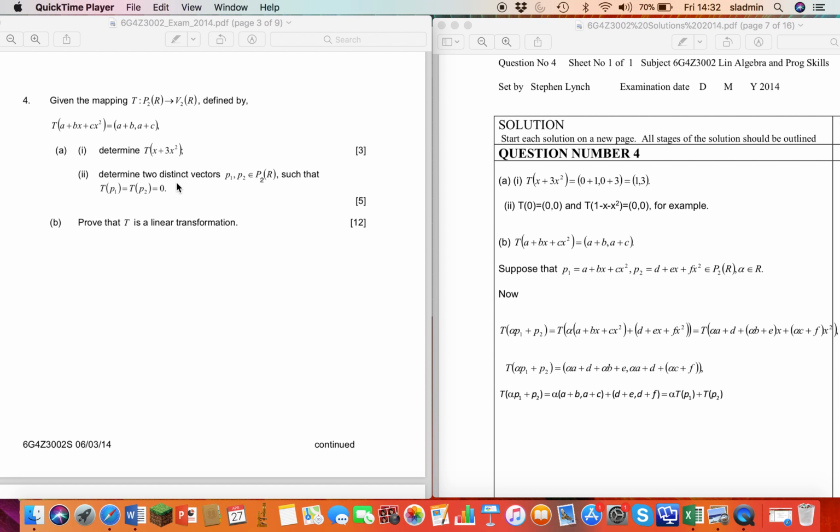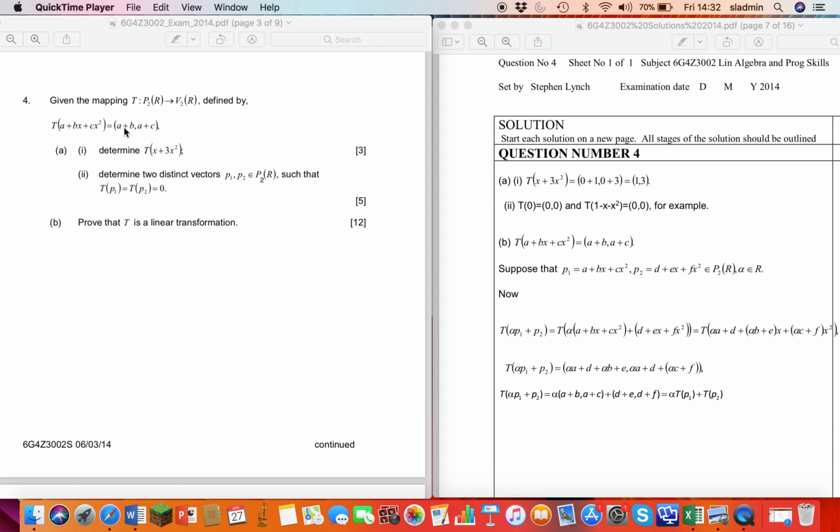For part 2, we want to determine two distinct vectors, p1 and p2, which are polynomials of degree 2, which map to 0. So we want T of p1 to be 0 and T of p2 to be 0, but p1 and p2 are not equal. For all linear transformations, 0 maps to 0. So if we take p1 as the 0 polynomial, then that maps to the 0 two-dimensional vector.